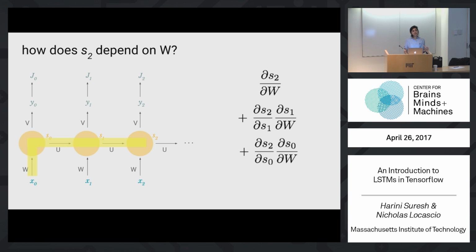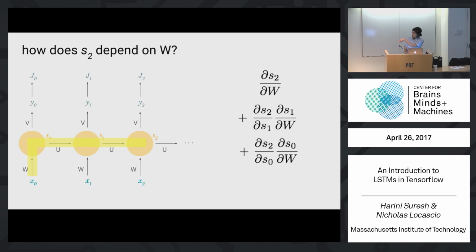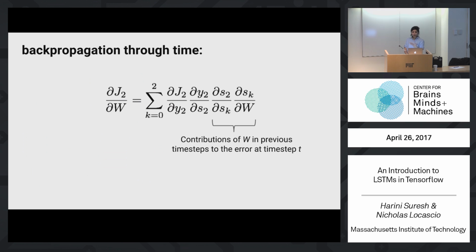So what we're doing here is basically counting the contributions of W to the error at all the previous time steps. I'm just writing this as a summation here. This is just this sum written in summation form. All we're doing is getting the derivative of the state with respect to all the previous states, and then the contribution of W to that previous state.